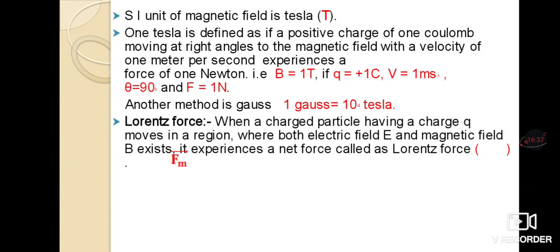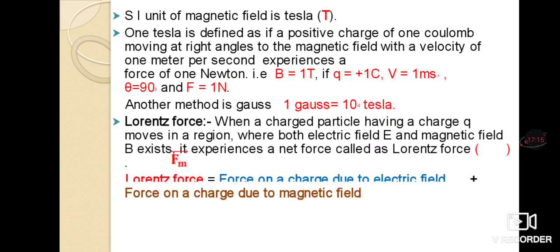Lorentz force means when a charged particle having a charge q moves in a region where both electric as well as magnetic fields exist, then it experiences a net force. That net force itself is called the Lorentz force. If a charged particle is moving, it experiences a magnetic force, but in a certain region both electric and magnetic fields exist. Then the net force experienced by that charged particle is called the Lorentz force.